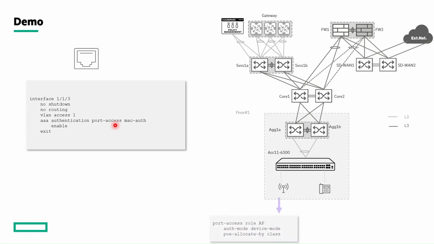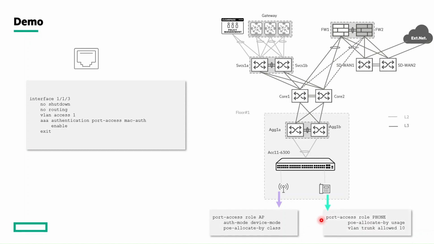Next is the role configuration. For the AP, I am creating a role called AP with auth mode as device mode and PoE allocate-by class. And for the phone I am using a user role named phone, and here the PoE allocate-by usage, and then I am using a VLAN trunk. So let's jump into the demo.